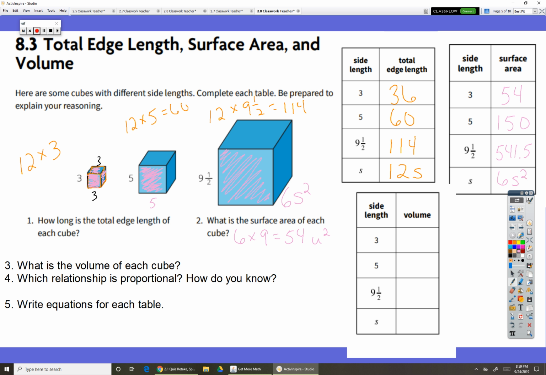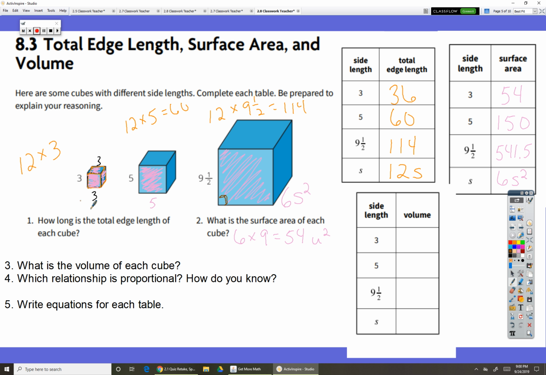All right, the last thing, number 3, asks us to find the volume of each cube. When we're finding the volume, we're finding out how many little unit cubes would fit inside. So I'm going to just draw on the large one here. It would probably be the easiest to see. We're finding how many of these little cubes would fit inside the big cube. And we find volume by doing the length times the width times the height.